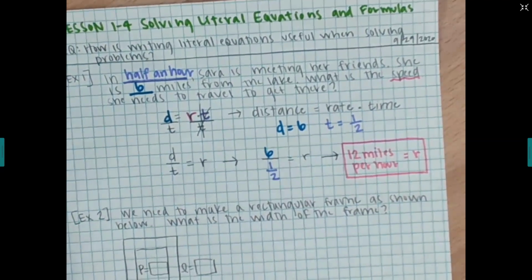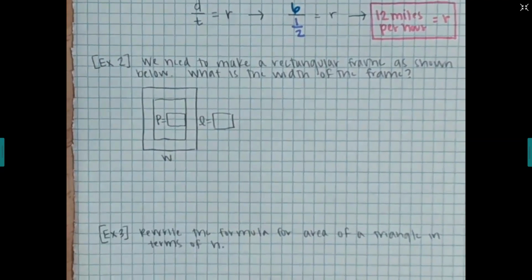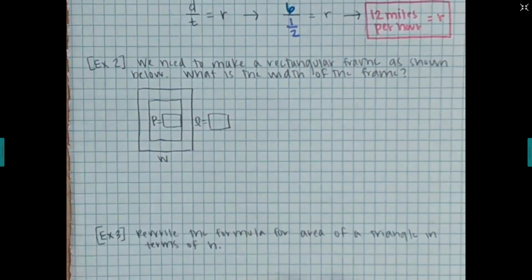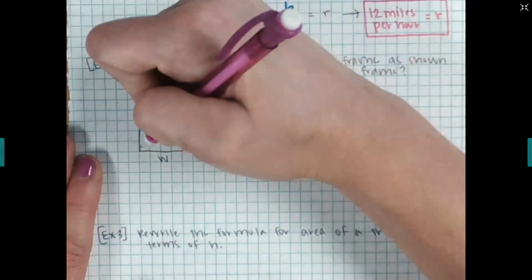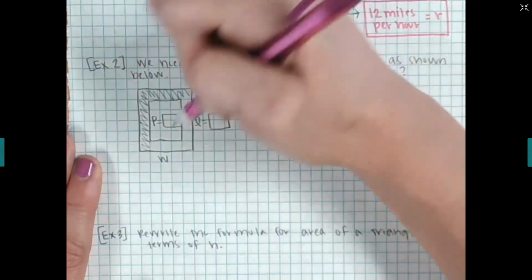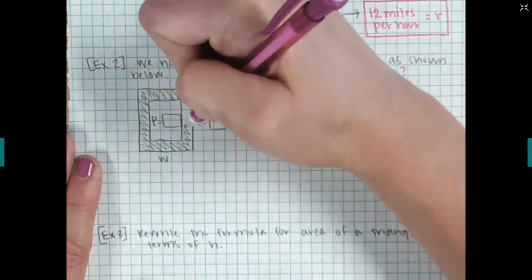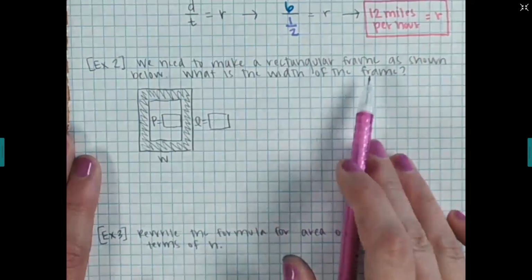So example number 2 says we need to make a rectangular frame as shown below. So here's the rectangular frame. It's this part that we're trying to create, but we're talking about the perimeter of this frame. And we want to know what is the width of the frame.